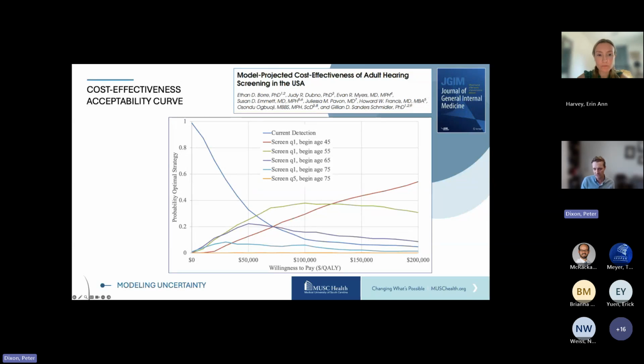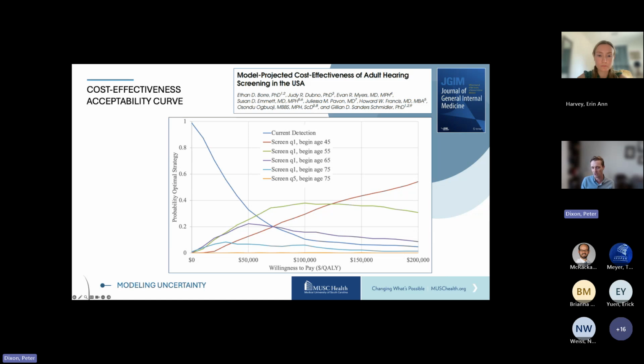anything else. And so if you consider that $100,000 willingness to pay threshold, you can see that 55 Q1 in about 40% of the iterations was the best strategy. But that means that in 60% of the iterations, something else was better. And so you can look at this one here, this current detection rate with the willingness to pay threshold. Of course, if we're not willing to pay anything for screening, then that's the only one that's acceptable. Okay, but as soon as we're willing to pay about 50 or 60,000, then a different strategy becomes more effective.